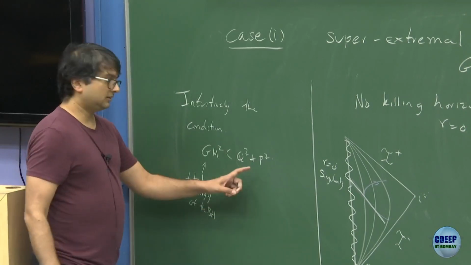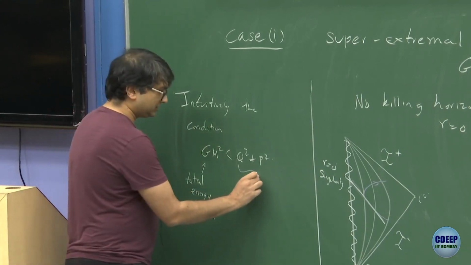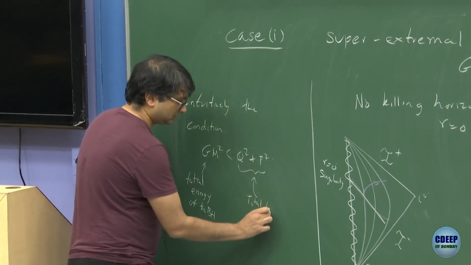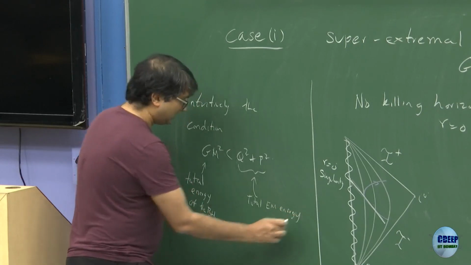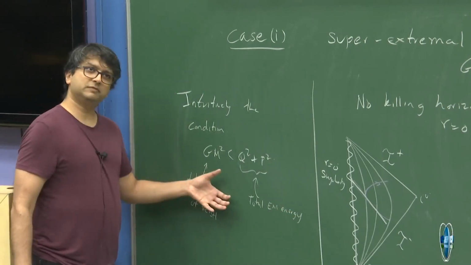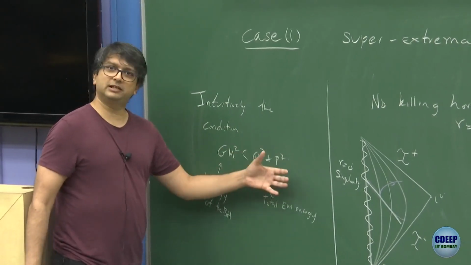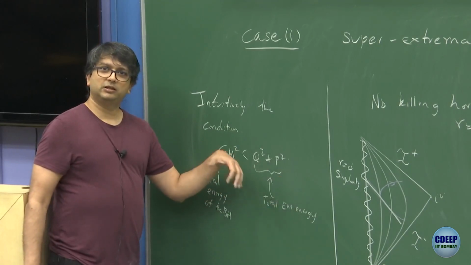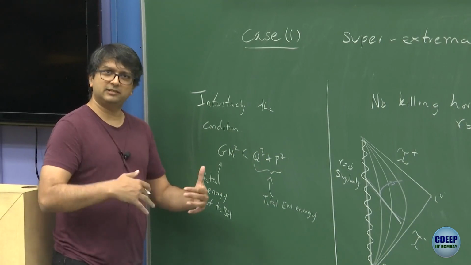Okay, and this is like, imagine it's like self-gravitational energy, and this energy is its total electromagnetic energy. I'm just giving a heuristic argument. And now what we're saying is that the total energy of the black hole, including its electromagnetic energy, is less than the electromagnetic energy.